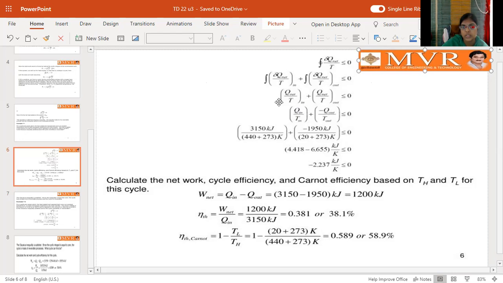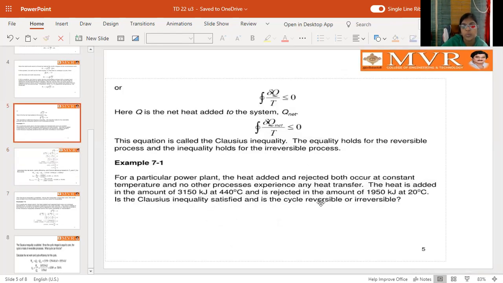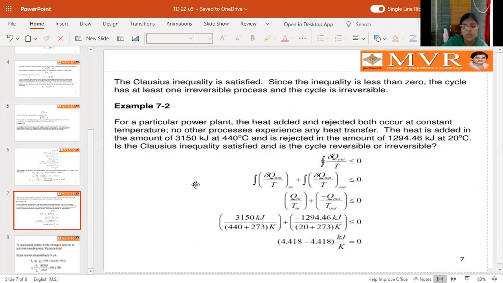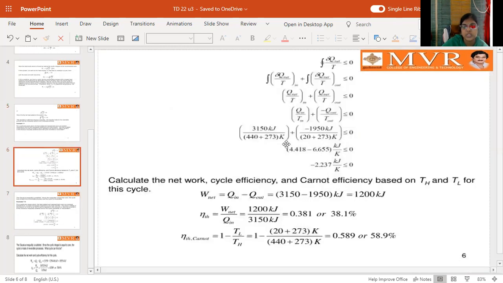So we're doing the integration, and the del is gone, and we get only Q net by T in plus Q net by T out less than or equal to 0. Why are you taking it as negative here? Because our problem mentions that heat is rejected. So when heat is rejected, the heat transfer that takes place is negative.